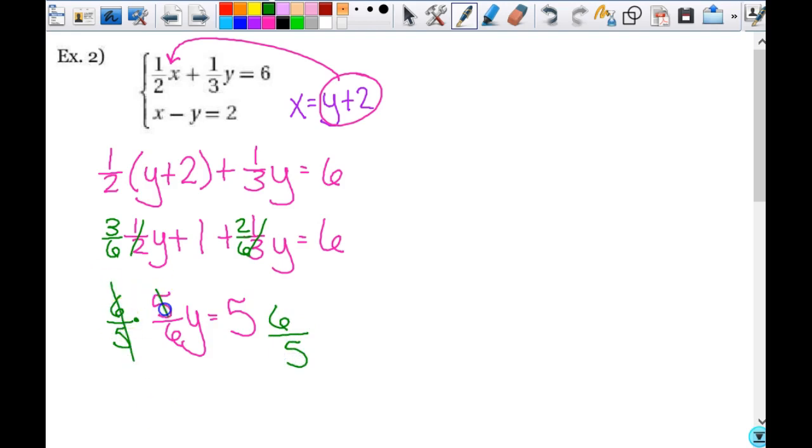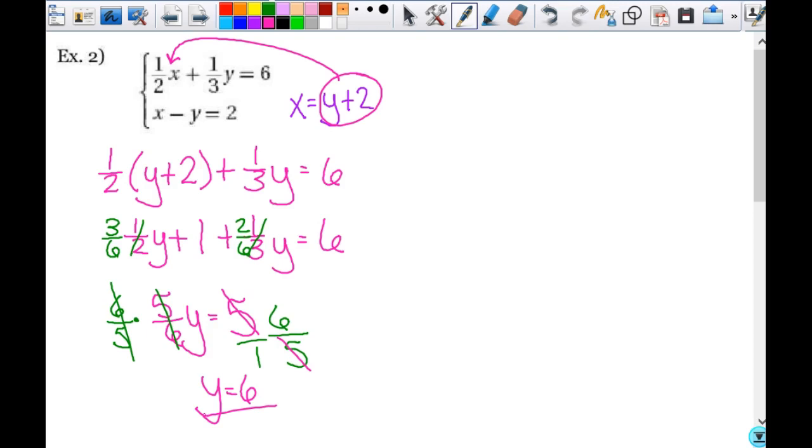Right? These cancel out. That's the whole reason that you did it. When you multiply a whole number times a fraction, it would be very helpful to put it over 1 so you don't go do something weird. Do you have to have a common denominator? No. So you can multiply and get 30 over 5, or these cancel out and you just get y equals 6. Okay.